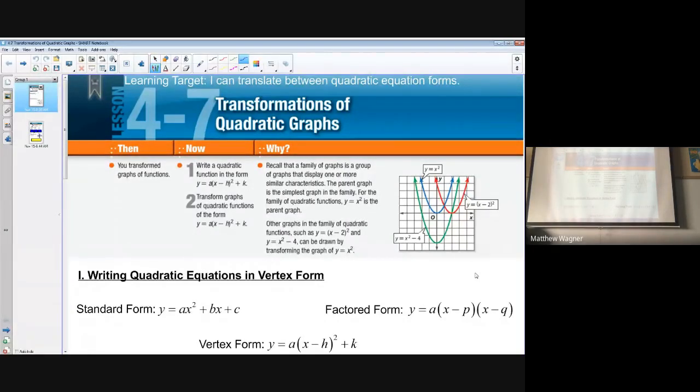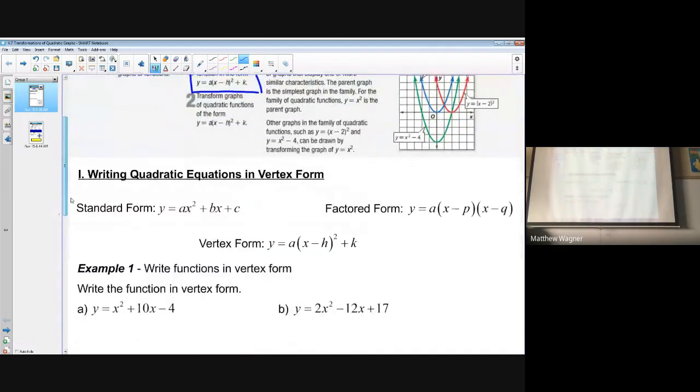All right, you guys, we're going to take a look at 4.7 today, transformation of quadratic graphs. A lot of the stuff we've already talked about, so today is kind of a summary of everything put together. And the big thing we're going to talk about today is vertex form. If you don't have that down in your notes, you probably want to get that down.